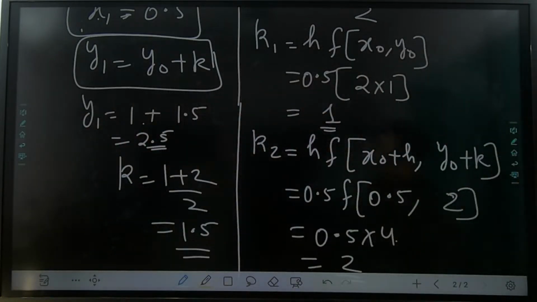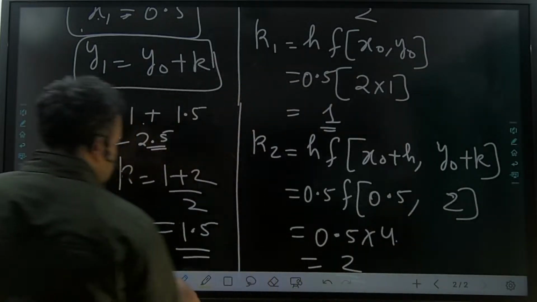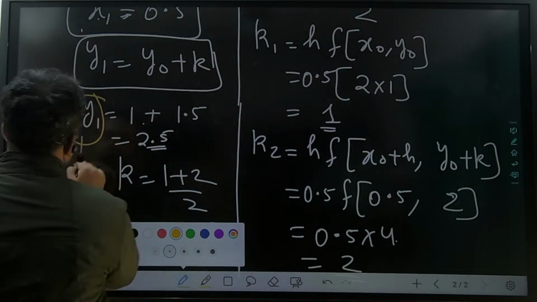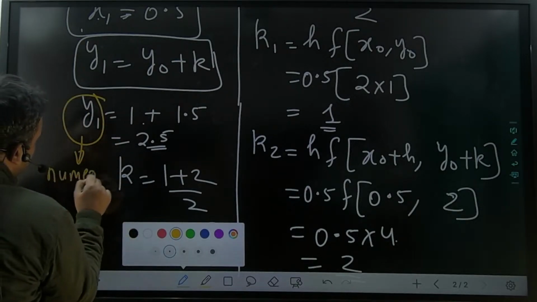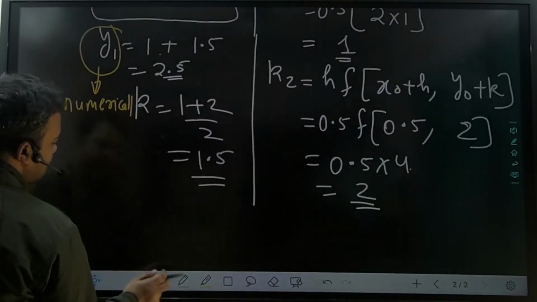That is the solution, y1. Y naught 1, k 1.5, 2.5 we got. At x1 only I want y1, because x1 we got as 1.5. So y1 immediately will be my answer. So this is what we got by the numerical method. This y1 we got by the numerical technique.